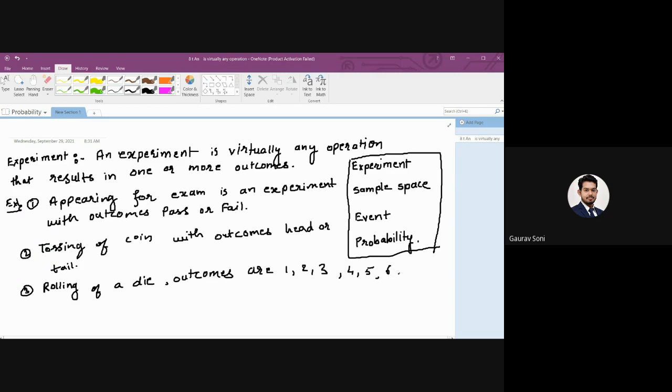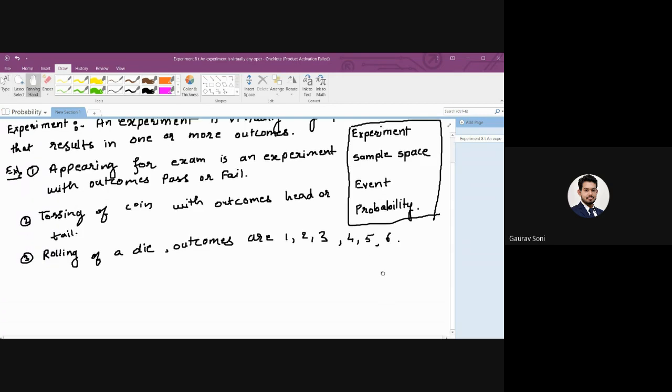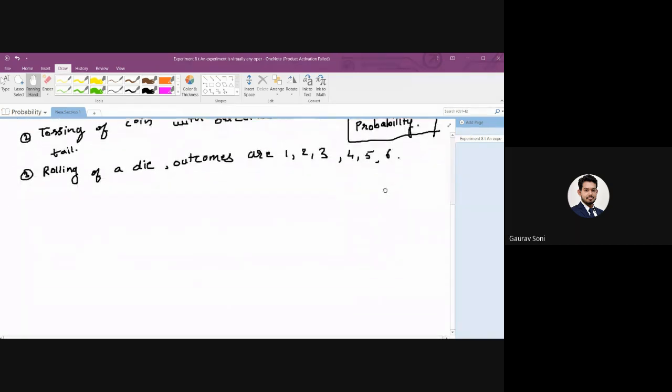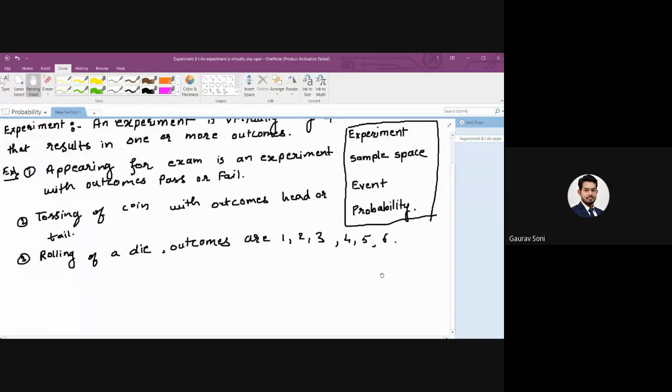Okay. So experiments are further divided into two parts. What is a trial of an experiment? A trial of an experiment is nothing but performing the experiment once. So the trial for the experiment is done once. In some cases, we do more than one trial. In those cases, we'll see further what happens.